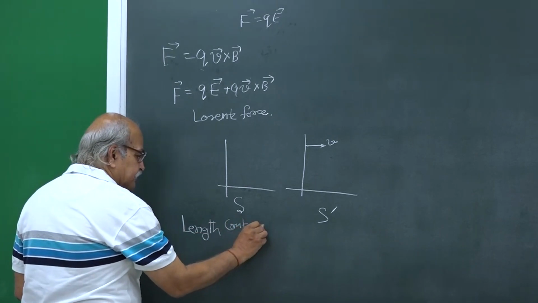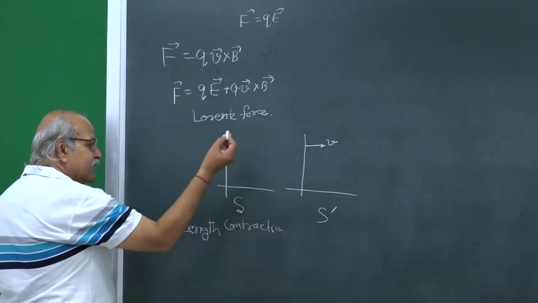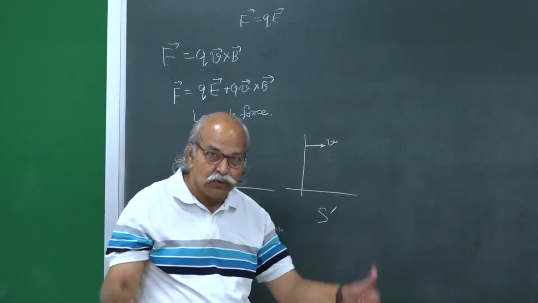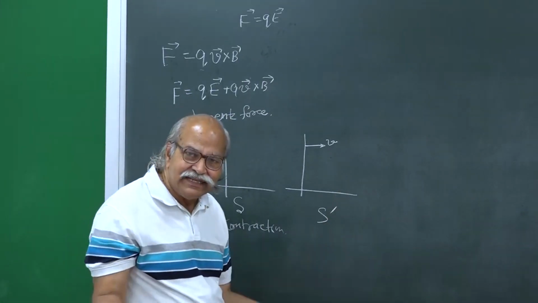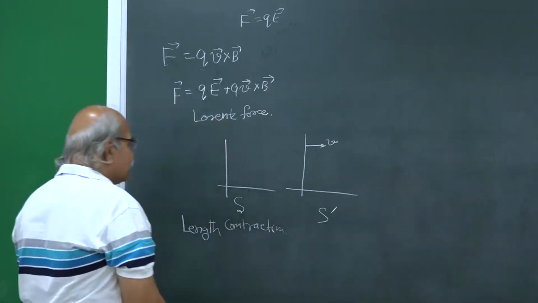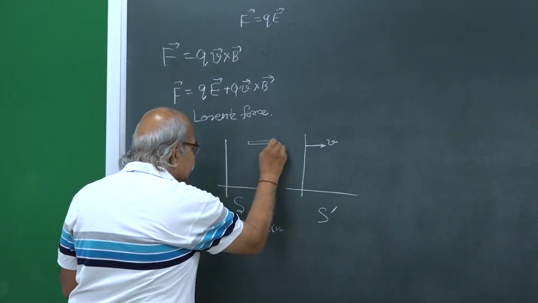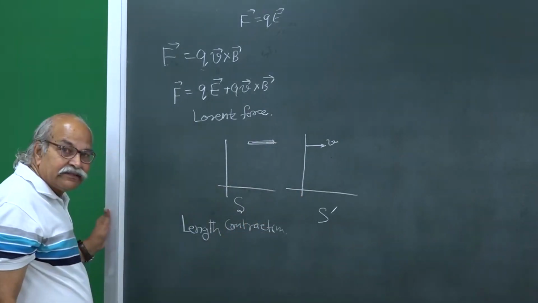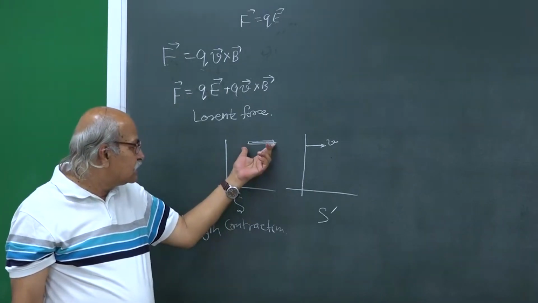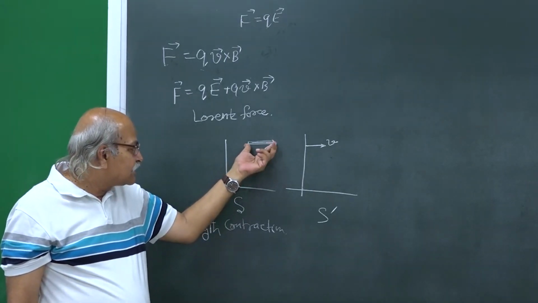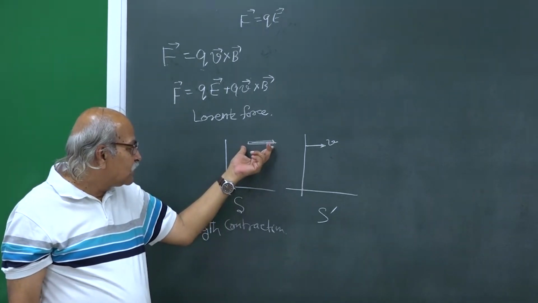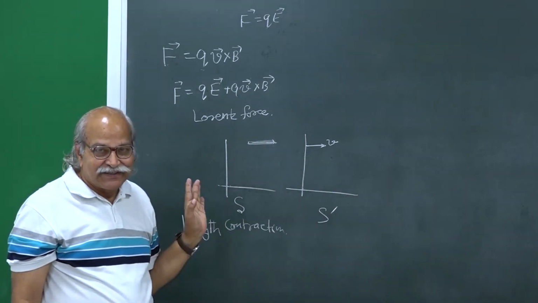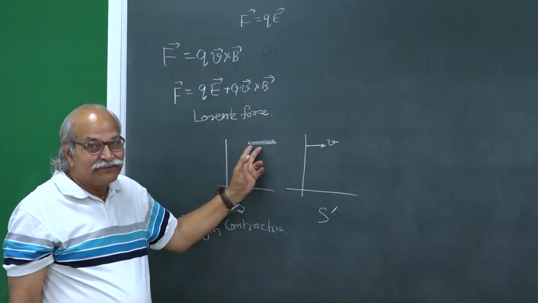And what is that? If you have any length, it could be a rod or the distance between two poles, any separation, any length. Suppose you have some length and you are measuring it from this frame. This length may be fixed in this frame, or fixed in the other frame, or it may not be fixed in either of the two frames. So, let us suppose it is fixed in this frame.